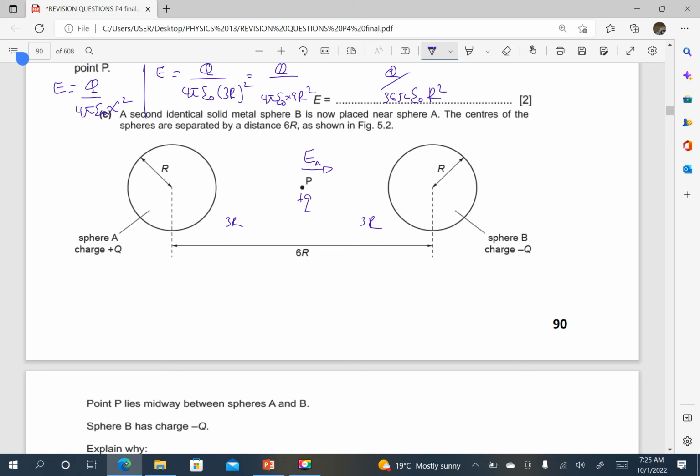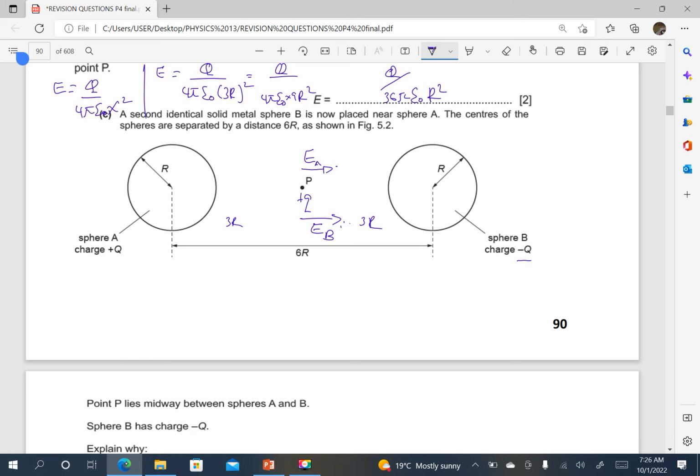To define electric field strength at a point, we imagine a unit positive charge placed there. So we are imagining a charge of 1 coulomb placed at P. It is positive. So because it is positive and sphere A is also positive, it is repelled to the right. Sphere B is negative. So our positive charge here is going to be attracted in that direction. So this is the direction of the electric field strength due to sphere B.